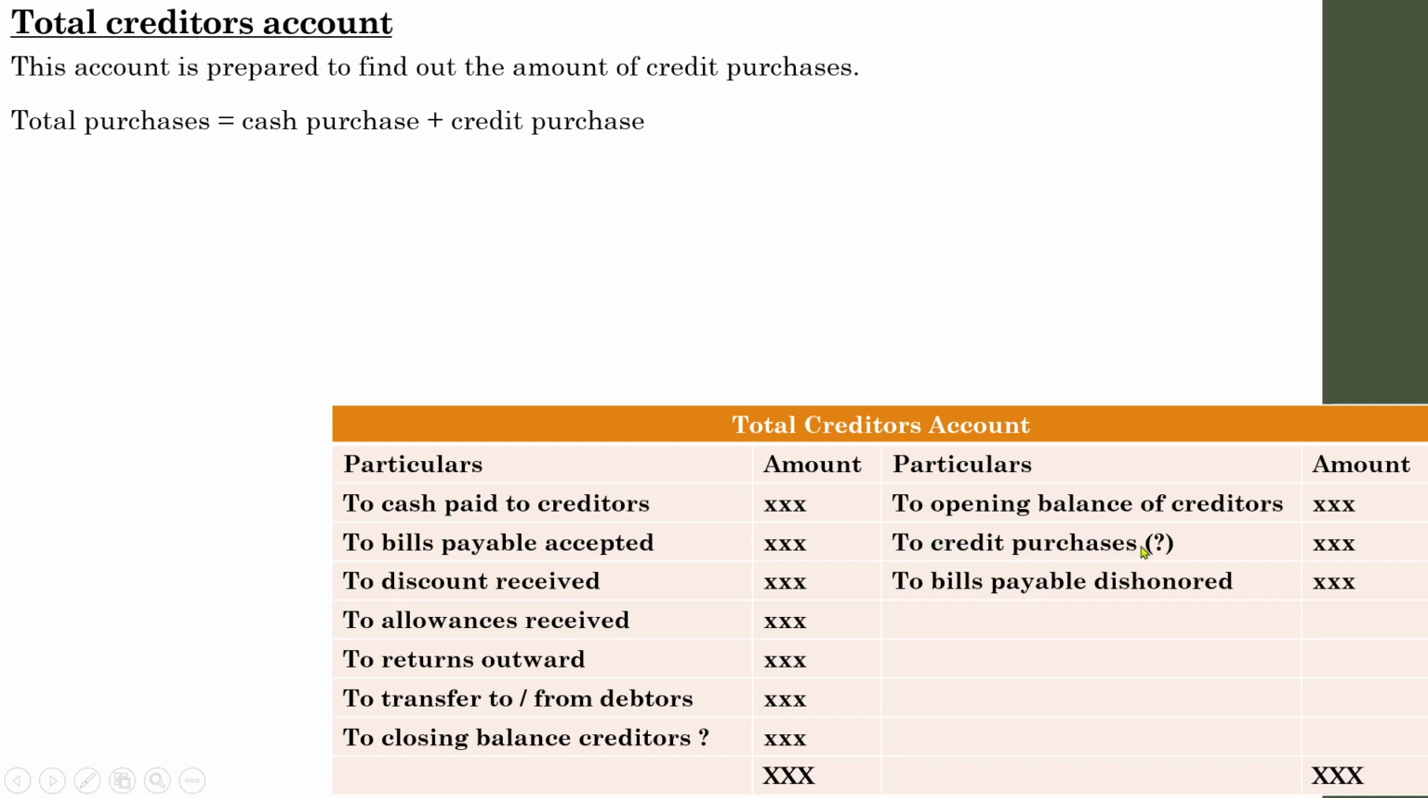Sometimes credit purchases may be given in the question. In that case, you have to prepare the total creditors account to identify either the closing balance of the creditors or any payments made to the creditors. That depends upon the nature of the question. In the adjustments itself, you can identify what the question demands. Let us discuss the adjustment cases during the computation or practical case. Right now, let us discuss how to prepare a total creditors account and how we can identify credit purchases during a financial year. So just go through the account.